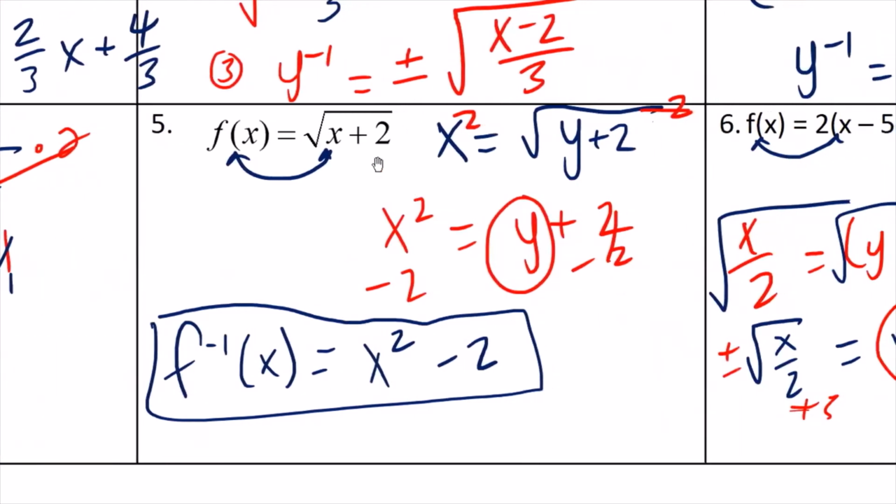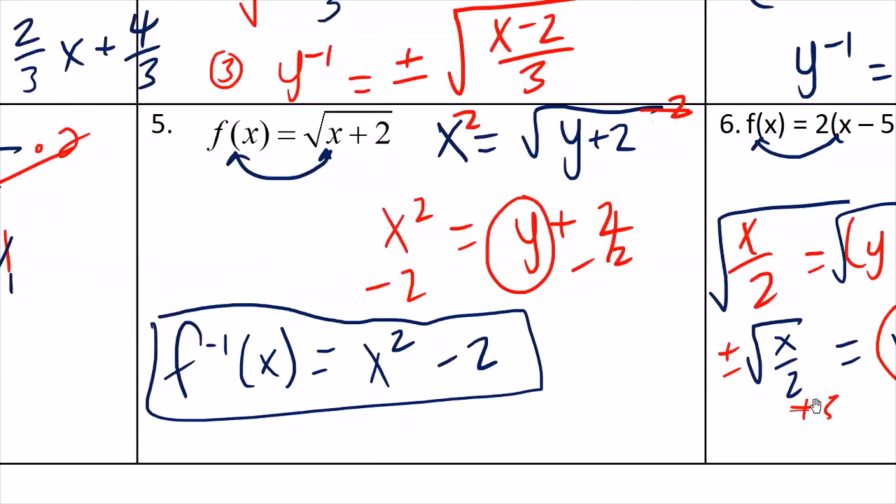Number 5, you switched your independent and dependent, your x and your y. The opposite of taking the square root is to square. So you should have squared both sides. After you squared both sides, you were left with x squared equals y plus 2. The opposite of adding 2 is to subtract 2. Y is now by itself. So your inverse equals x squared minus 2.